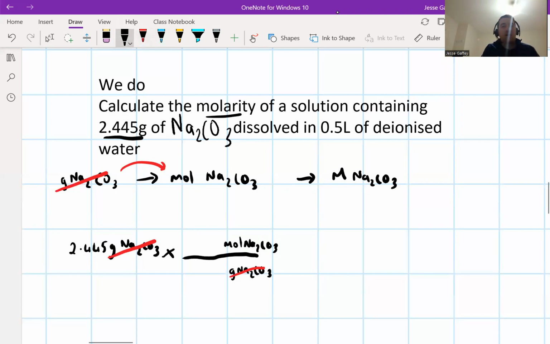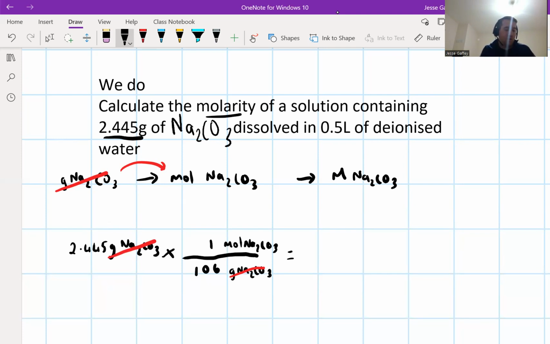But the next thing I need to think about is, well, what is the relationship between moles and grams? Well, for every 1 mole, I have the molar mass in grams. So again, pause the video, work out the molar mass of Na2CO3. Okay, and the answer we're getting is 106. Okay, 106 grams in 1 mole. And that will give me how many moles?